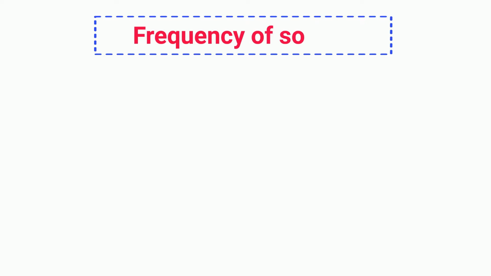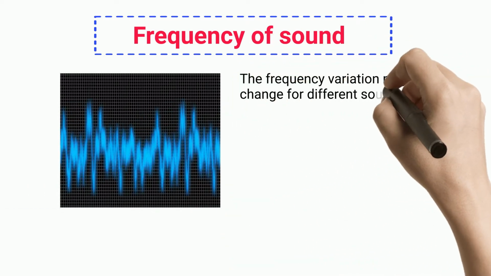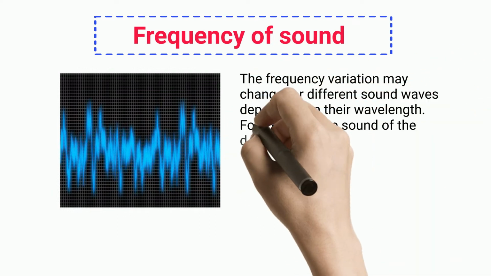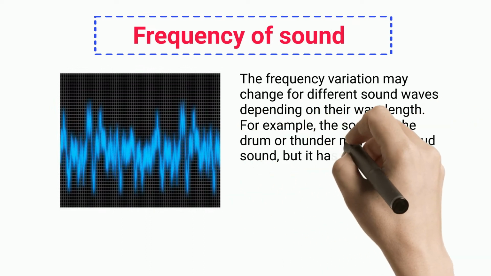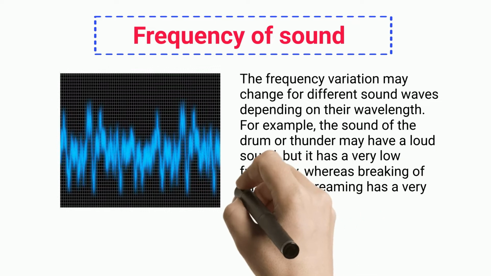Frequency of sound. The frequency may vary for different sound waves depending on their wavelength. For example, the sound of a drum or thunder may be loud, but it has a very low frequency, whereas the breaking of chalk and screaming have a very high frequency of sound.